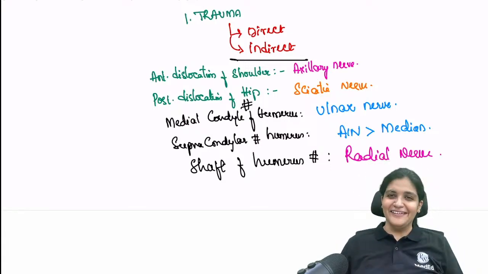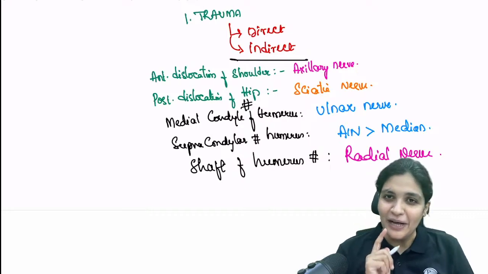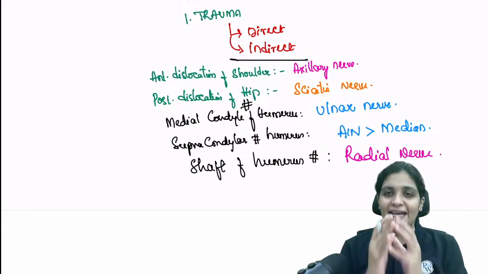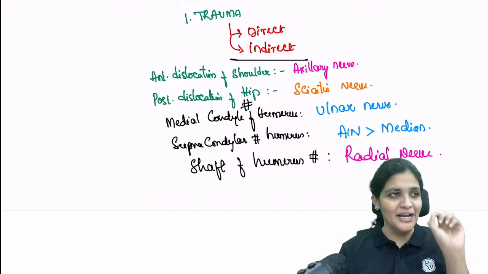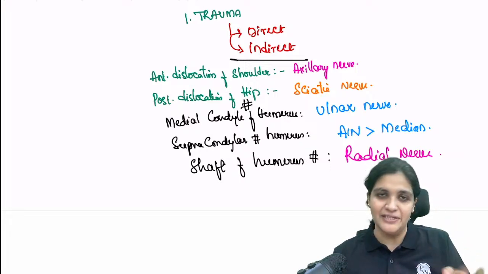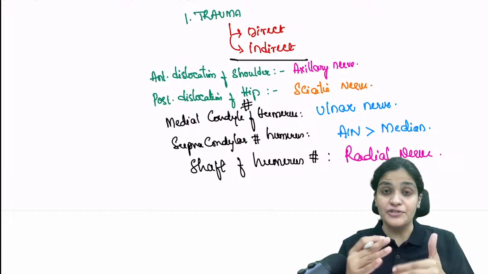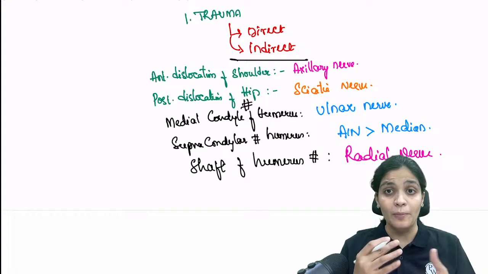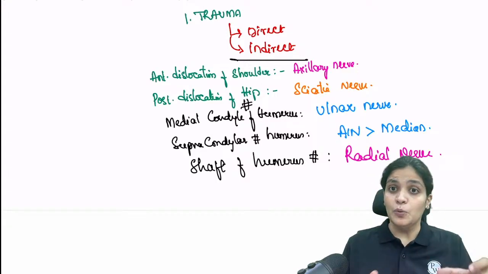Yes, now it is the radial nerve. So these are the nerves which you have to remember. And see, whatever case they give you in the exam, that doesn't tell you that this is a particular nerve which has got damage. They will tell you that this is a case of shaft of humerus fracture. So whenever you go back to the patient, he might present you with the wrist drop.